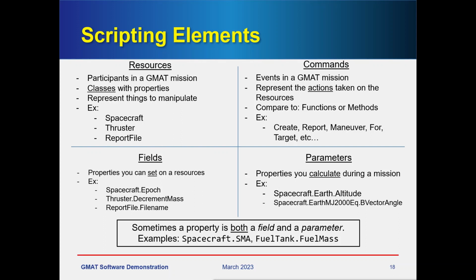By comparison, parameters are properties that GMAT calculates during a mission. In the example, spacecraft.earth.altitude, GMAT must calculate the altitude at each time step during the mission sequence. Sometimes a property is both a field and a parameter. For example, spacecraft.sma can be set as part of the initial state and can be calculated before or after a maneuver. Again, these are all just some categories of scripting elements to help you better understand how GMAT is programmed.